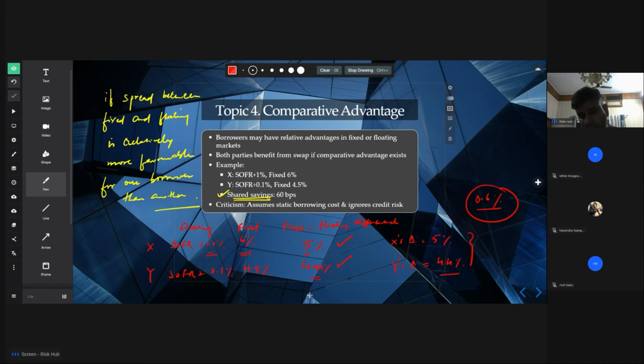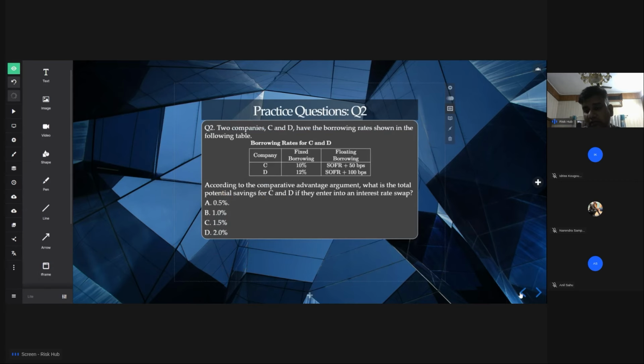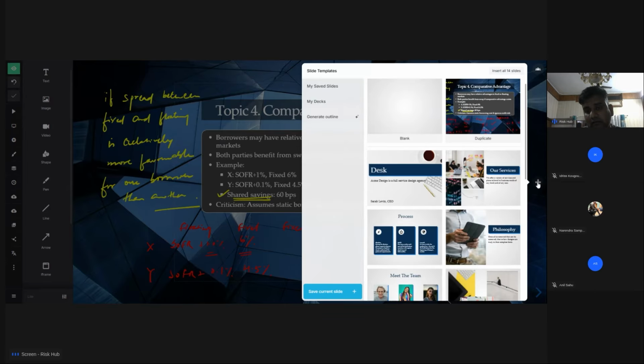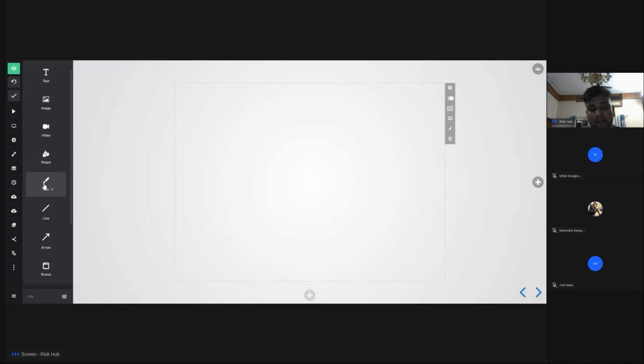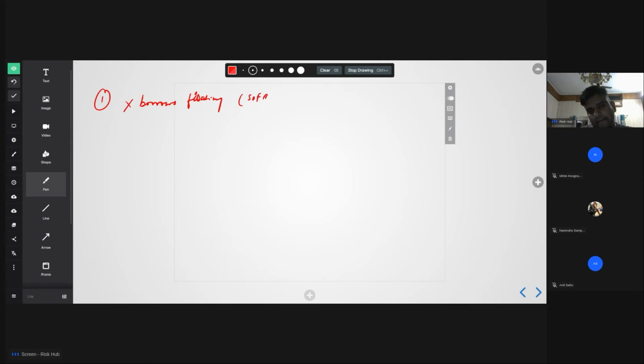Then they enter into a swap agreement where X agrees to pay. Let me write it down, because I don't think this is given. Let me make it easier for you. The numerical is given, so let me make a slide here, that will add value. Somebody may ask, sir, how will we structure the swap? What will be my first step? Step 1: X borrows floating, which is SOFR plus 1%, and Y borrows fixed, which is 4.5%.